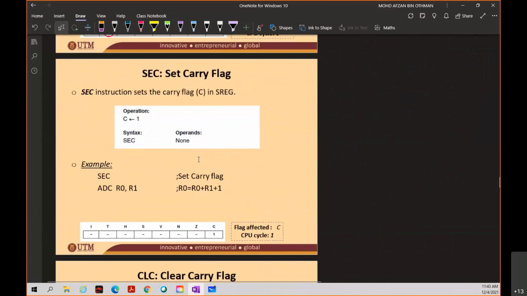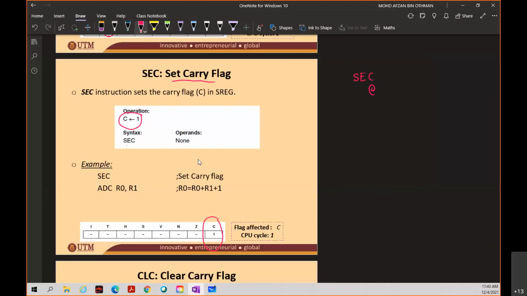Okay, next we have the SEC. SEC stands for set carry flag. Whenever you're going to set a carry flag, you can use the SEC. The SEC instruction sets the carry flag, which is your C flag in your status register. So this is the operation: put 1 to your C flag. The syntax is SEC, operands none. You see here only the C flag is affected, which is C always 1. If you're going to set your carry flag, you just simply write down SEC.